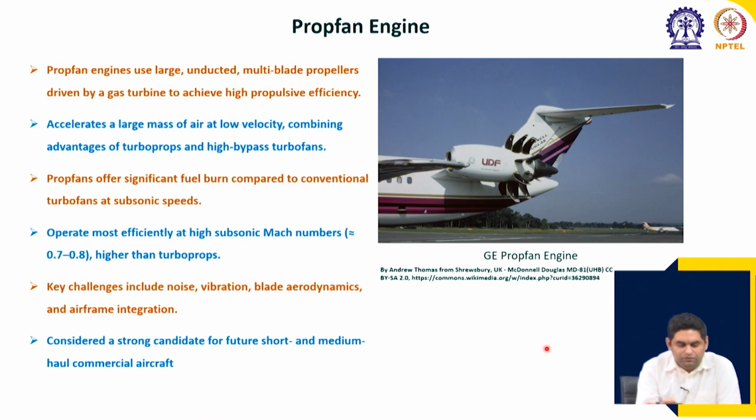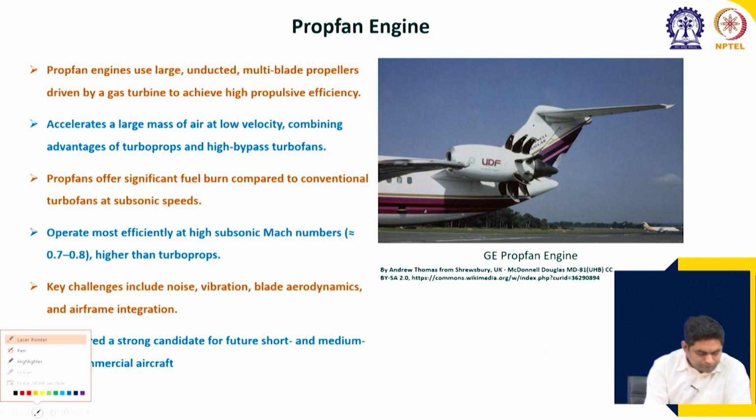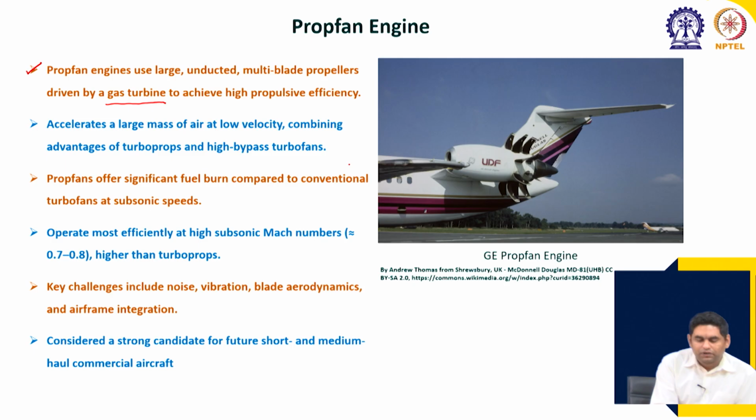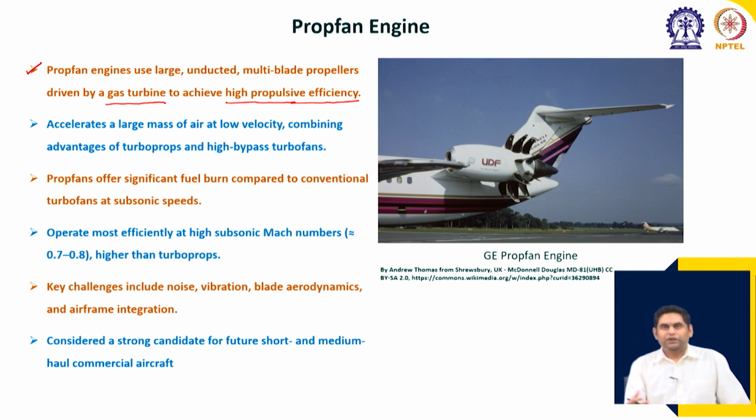So, if I want to summarize all these points, prop fan engines use large unducted multi-blade propellers. Okay. So, large unducted fans, these are driven by a gas turbine similar to a turboprop, and hypothetically they can go to very high propulsive efficiency depending on the flight speed. Of course, they can be designed for low speed also, high speed also. So, that is why they can have very good propulsive efficiency.